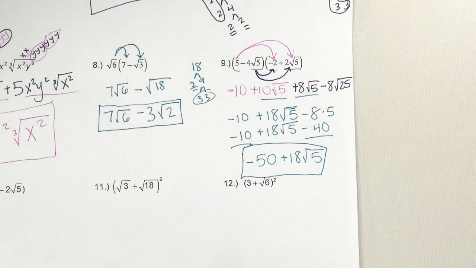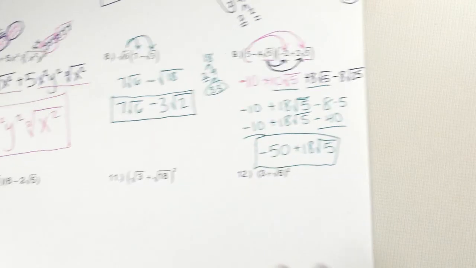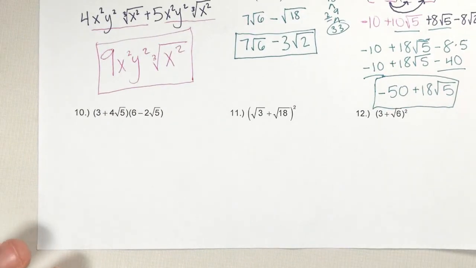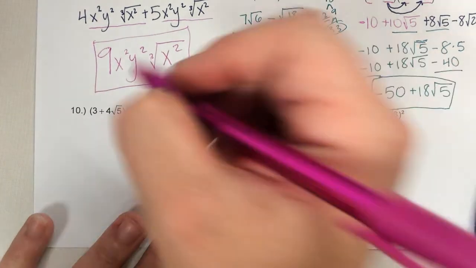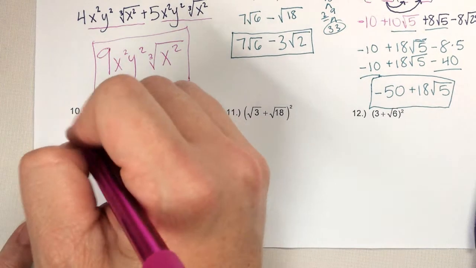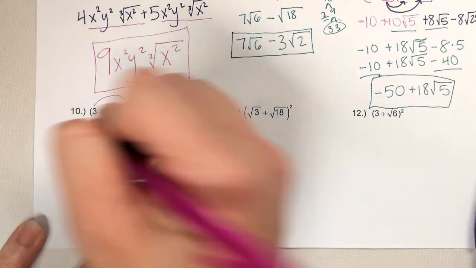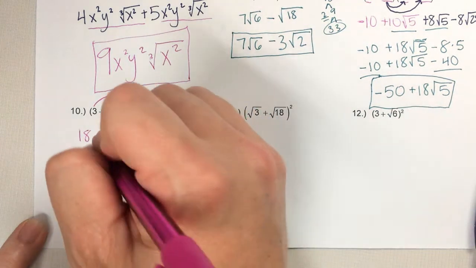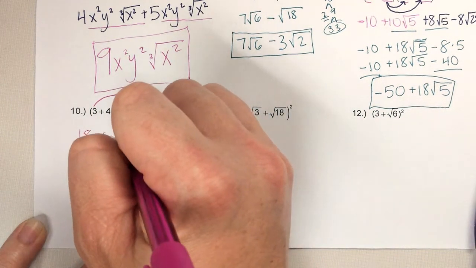So number 10, 11, and 12 are just like that. So let's try number 10. Okay, so again, I have 2 terms times 2 terms, so I'm going to distribute. 3 times 6 is 18. 3 times negative 2 square root of 5 is negative 6 square root of 5.